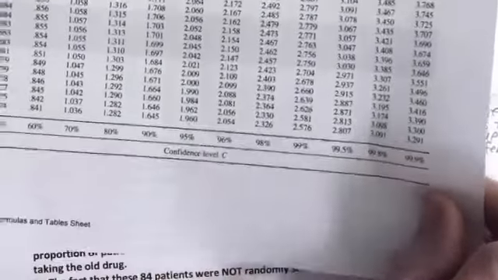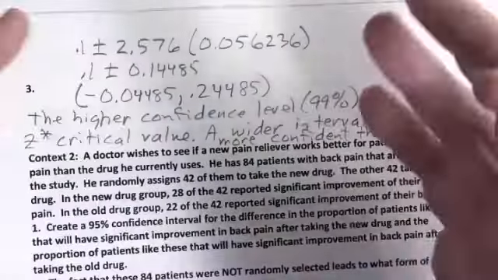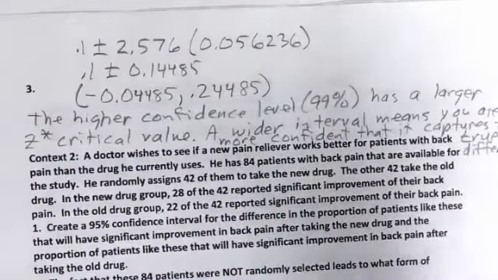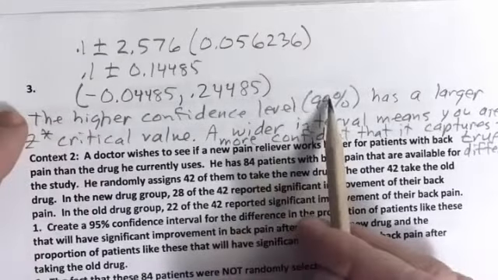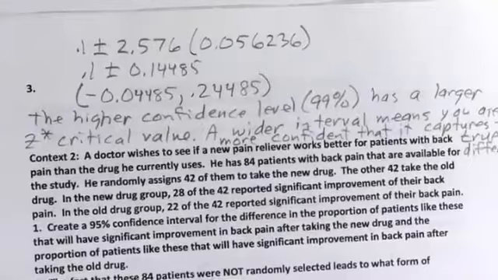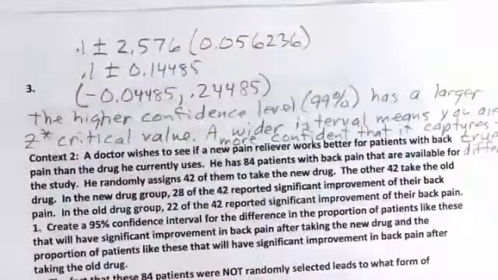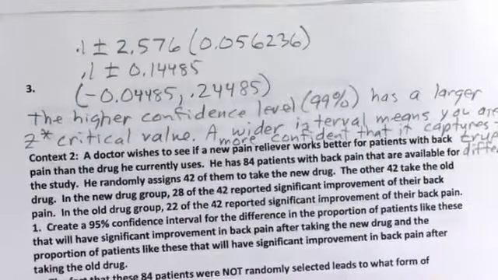Okay. And so the bigger your Z star, the wider your interval is going to be, because you're going to be more confident that it actually captures the true difference. It actually captures the true value. So the wider we make this interval, the more confident we're going to be. The skinnier we make this interval, the less confident we're going to be it actually captures the true value.